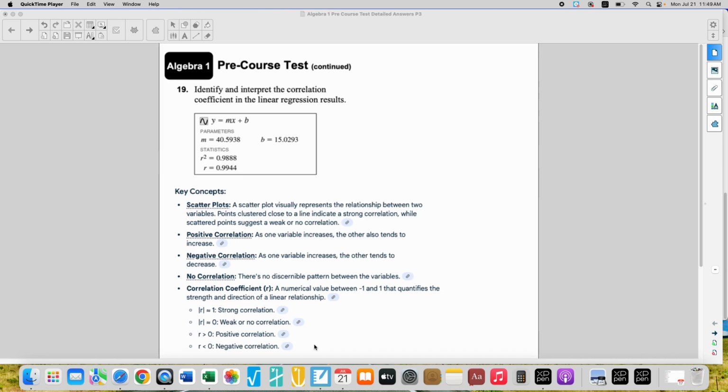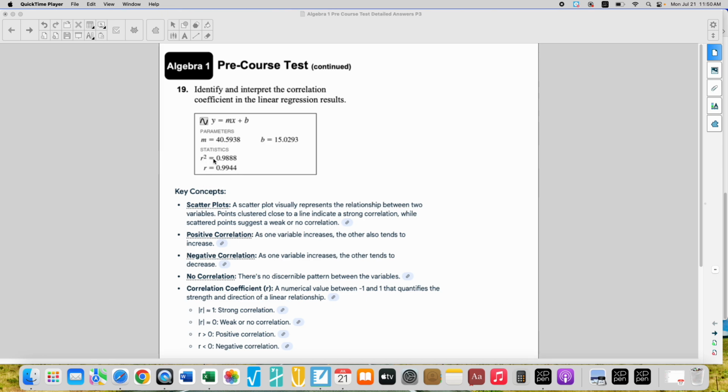The first one is definitely new. It is something that is not relatively known, and it's correlations. It says identify and interpret the correlation coefficient in the linear regression results. So you have a line, because it's y equals mx plus b. M, the slope, is 40.5938. The y-intercept is 15. And then statistics. This is the R value, which is a correlation coefficient. So we have R, and then we have R squared. So for that correlation, it wants you to interpret it.